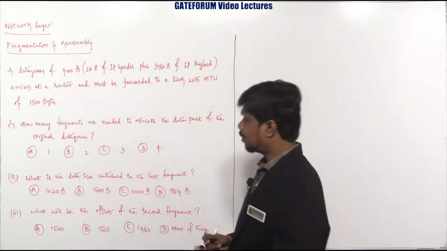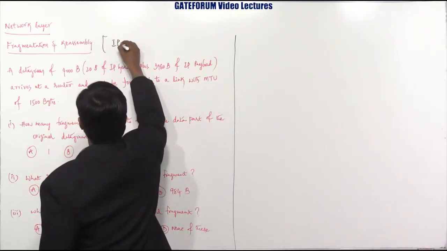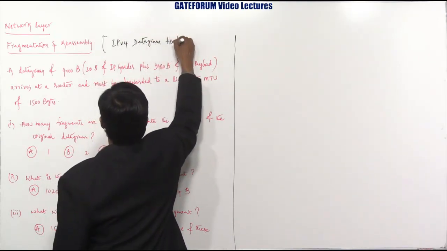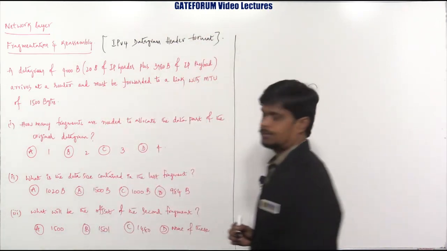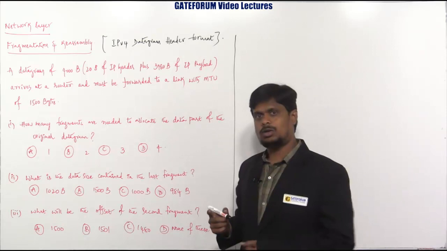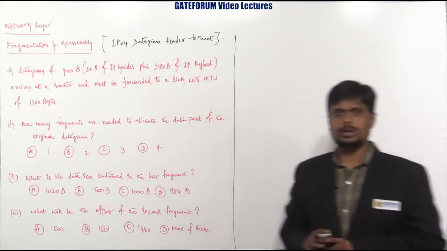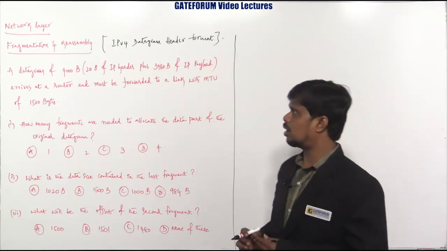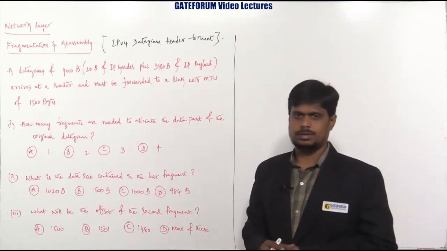To understand fragmentation and reassembly, we must be aware of the IPv4 datagram header format. If we are thorough about this header format, then we can easily answer these questions. I believe you are already aware of it, so in this session I am focusing only on the numerical part of fragmentation and reassembly of the network layer.